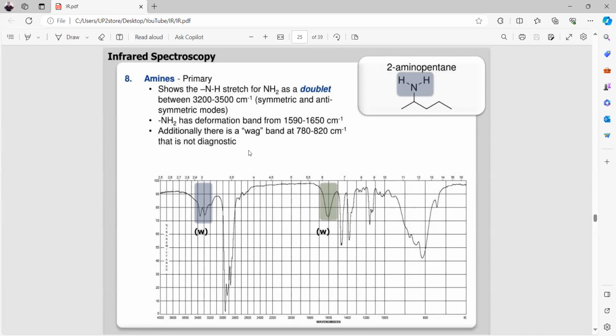This is diagnostic. So if you see this chart, you can identify very important signals from here, around 3300. It shows two spikes, actually two spikes. And if you see two spikes, you have NH2. If you have one spike here, you have an NH. And the other signal is about the C single bond N.